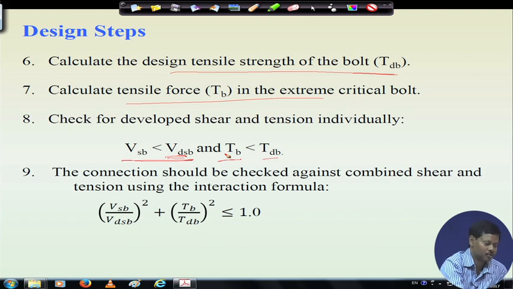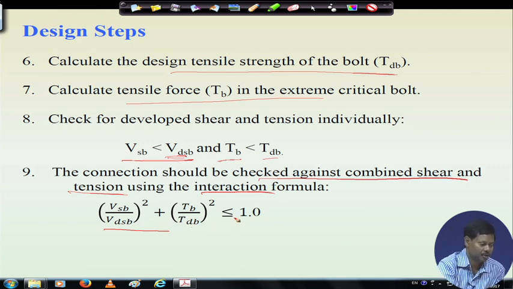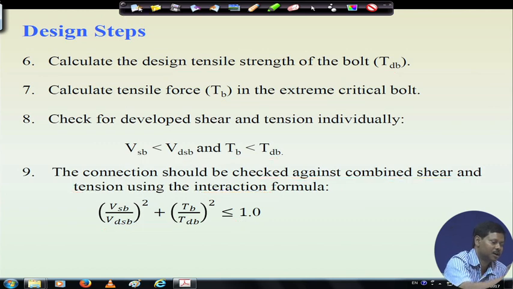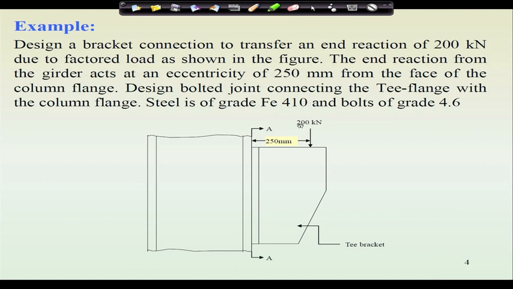Once it is satisfied, we also have to check against combined shear and tension using the interaction formula, that is (V_sb/V_dsb)^2 + (T_b/T_db)^2 should be less than or equal to 1. Once it is okay, then our assumptions in terms of the number of bolts and the diameter of bolts are okay. If it is not okay, then we have to increase either the number of bolts or the diameter of bolts, and recheck once again. Now, let us go through this example.